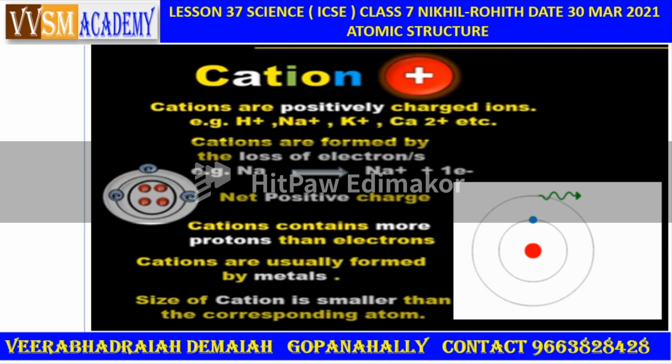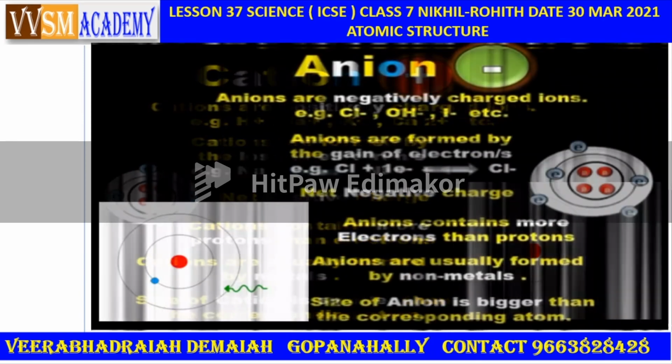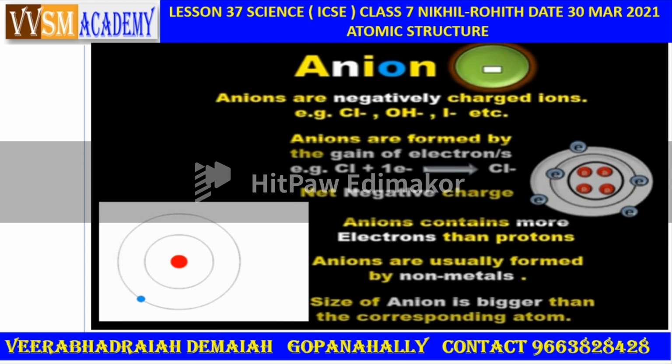The size of the cation is smaller than the corresponding atom because it loses electrons. The size of the atom depends upon the number of electrons and the number of principal orbitals. Therefore, when it loses the valence electron, it reduces by one orbital, and hence its size becomes smaller. Now, anion. What is an ion?